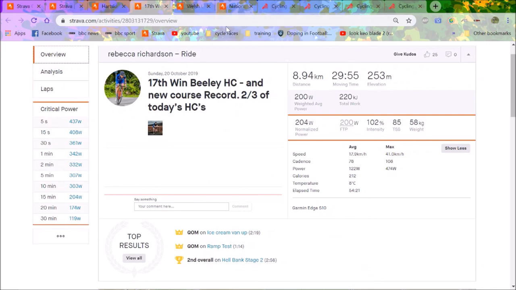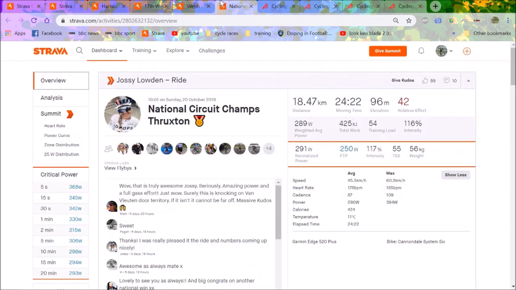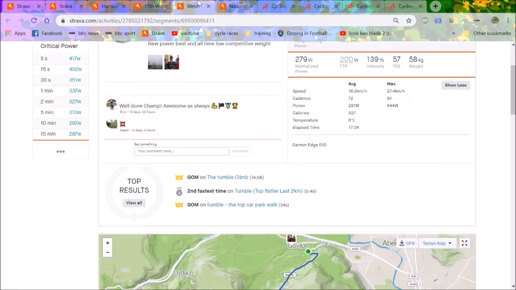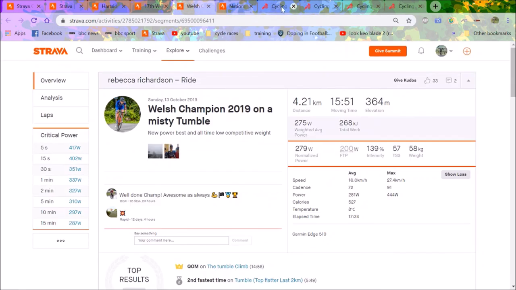Hard to tell, especially the weights. Is Joss down at 56? She's going to be lighter, she's going to be heavier. No one really knows. Are these weights accurate? I don't know. Maybe you just put it in when you first set up Strava, but for sure it's going to be good. And I'm excited to see who's going to win National Hill Climb Champs on Sunday. It's going to be a good one.